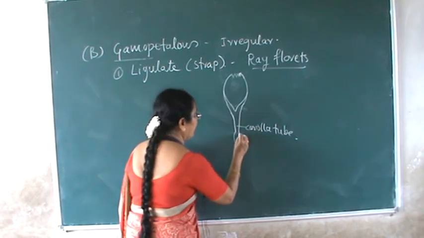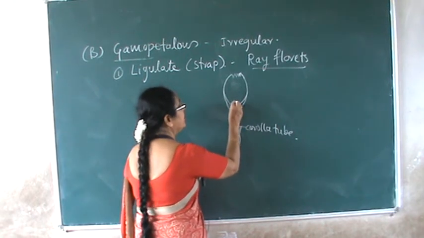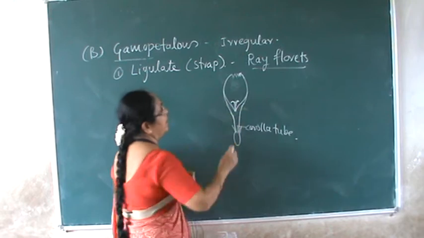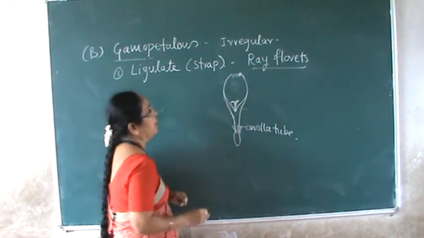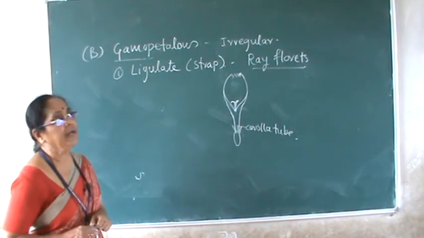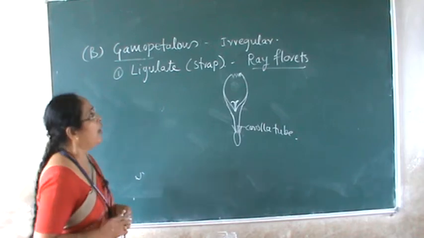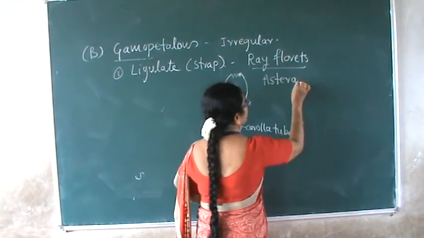And at the bottom we find this is the ovary, calyx, and through this slit you can observe the style emerging out. Style and stigma emerging out of the slit present in the corolla. This type of corolla is called as ligulate or strap shaped corolla, found in the ray florets of Asteraceae family members.